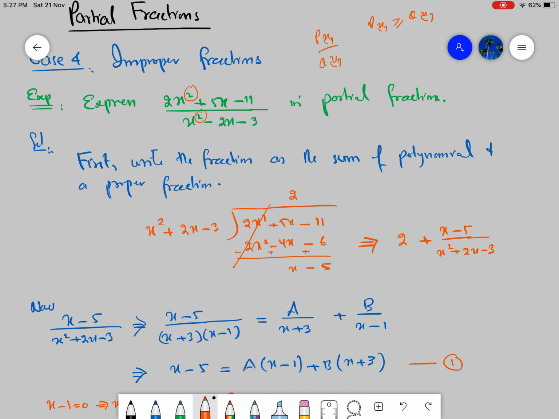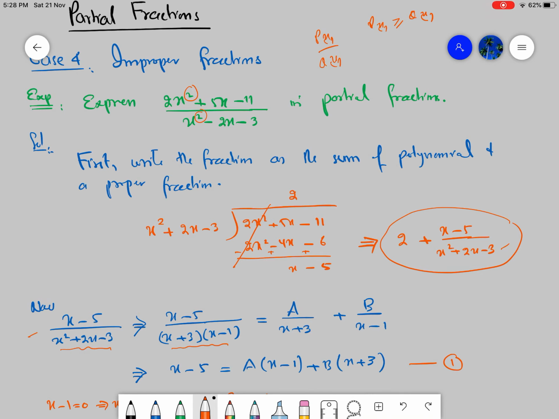So we perform the long division and convert this improper fraction into the form 2 plus (x minus 5) over (x squared plus 2x minus 3). Now in the denominator there is a quadratic factor, but remember in case 3 we said that the quadratic factor is one which cannot be factorized. So let's see if this factor can be factorized into linear factors. Of course, you can see that the denominator x squared plus 2x minus 3 can be factorized into (x plus 3) times (x minus 1). So this becomes the first case now.